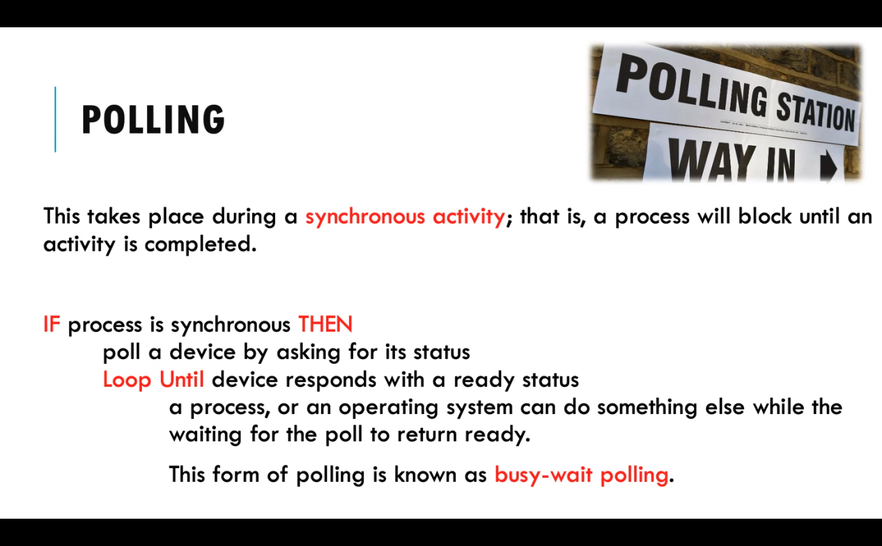A process or an operating system can do something else while waiting for the poll to return ready. This is called busy wait polling, because while we're busy waiting for a response, we ask questions regarding the status of devices, so that means we can make better use of the processor.